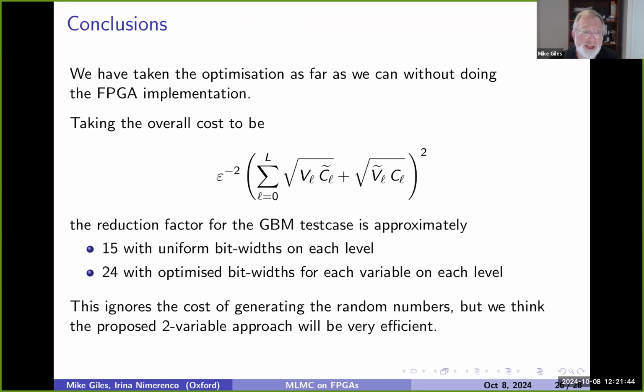Okay, but in terms of this cost saving, that's ignoring the cost of generating the random numbers. But I think that 2 variable approach will be very efficient on the FPGA, and so really should have minimal cost, I think.